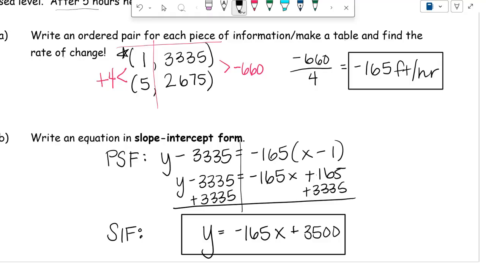All right, I need you to start the Unit 4 homework problems that go along with this, and we'll talk about Unit 5 soon.